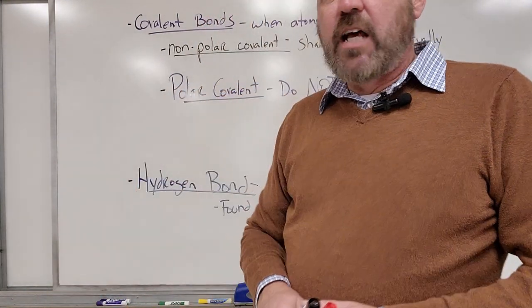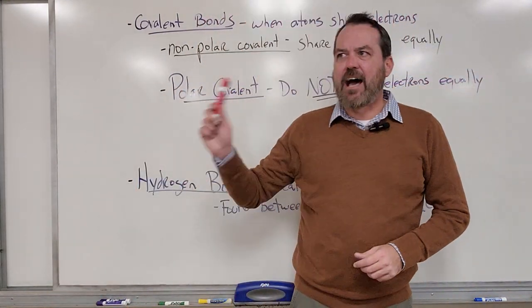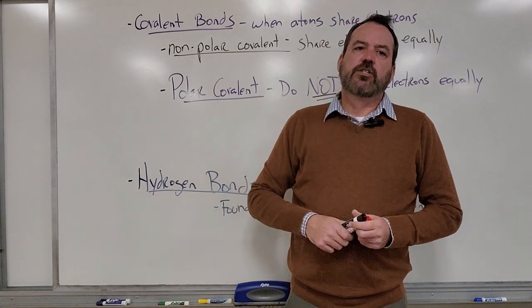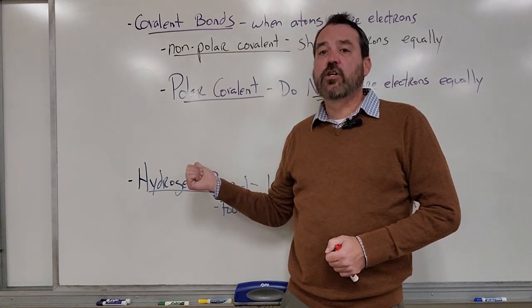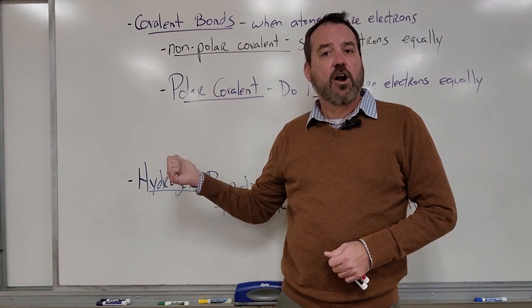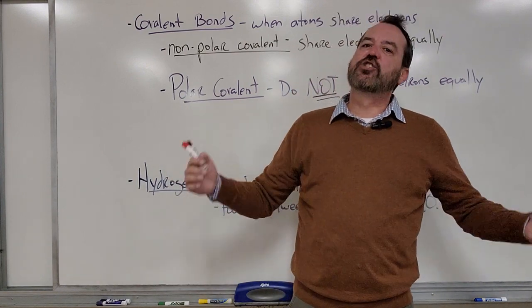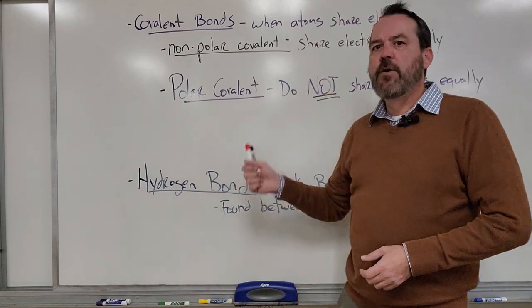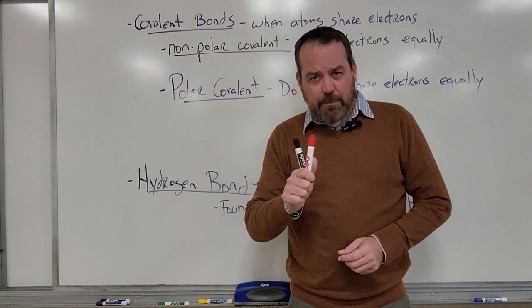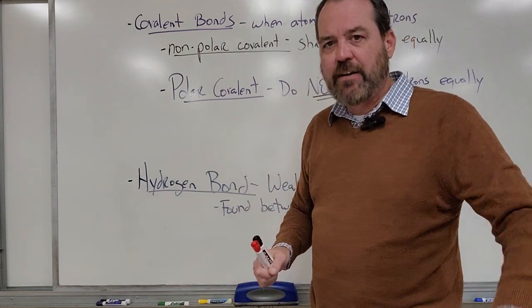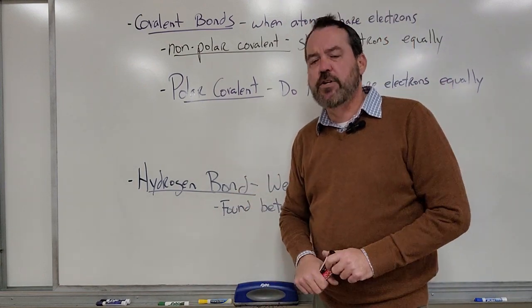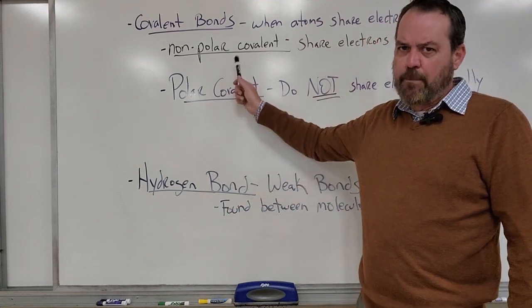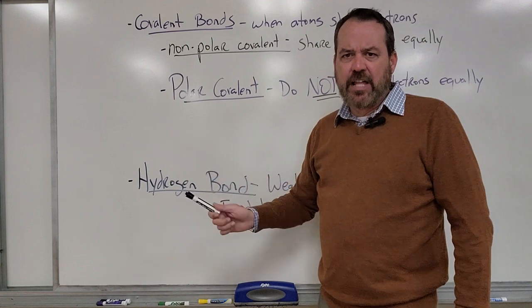So we said atoms want the outermost shell, or valence shell, to be full. So they can either gain electrons or lose electrons, and that's how we got our ionic bond, or they can share electrons. So when atoms share electrons, we form covalent bonds. We have two types of covalent bonds to be familiar with: nonpolar and polar. Nonpolar covalent bonds and polar covalent bonds.